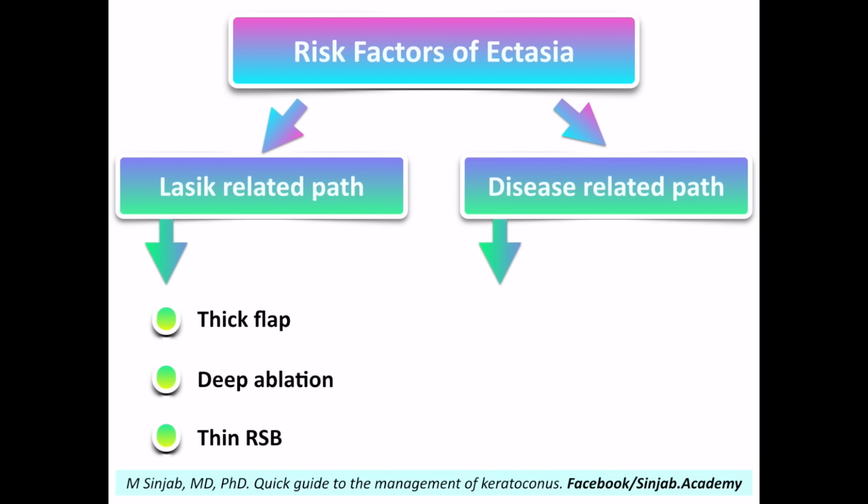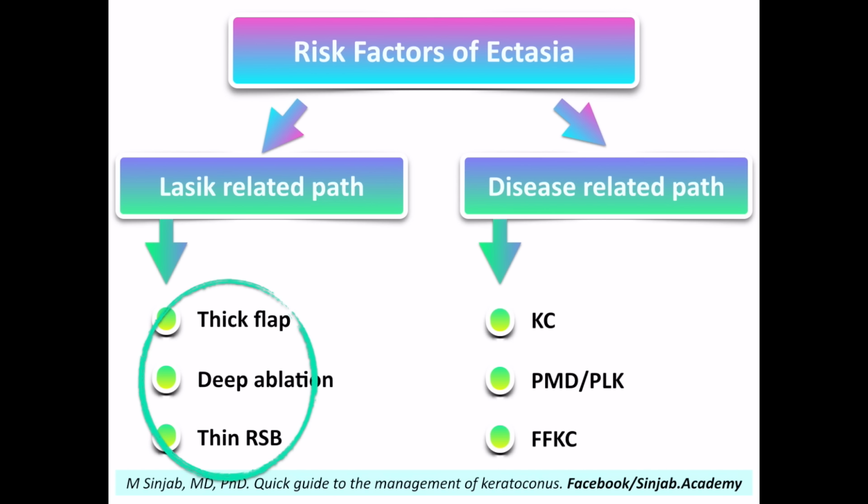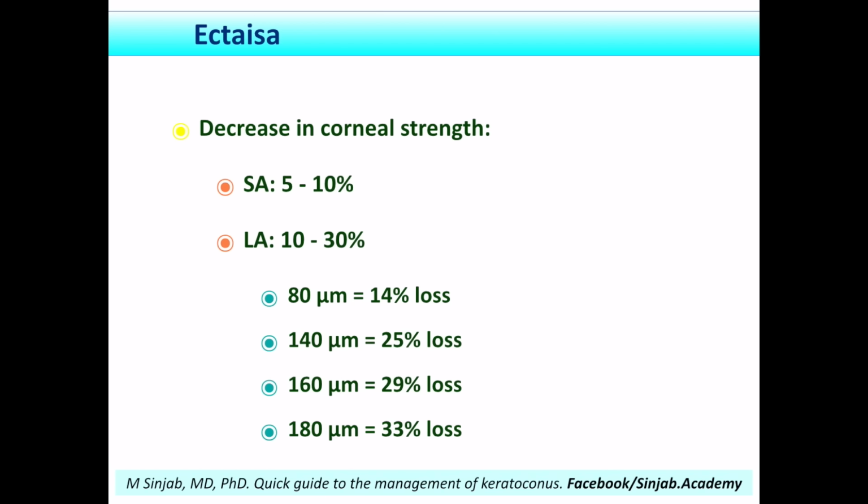And the disease-related path includes any abnormality in corneal tomography and some other abnormalities that will be mentioned now, prior to doing the surgery. Now, let's start with the LASIK-related path. To have an idea, let's discuss the decrease in corneal strength after photorefractive surgeries.